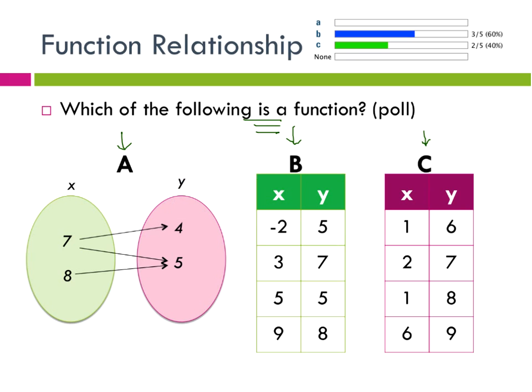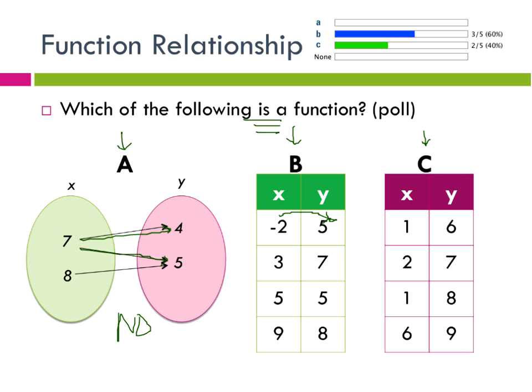And okay, so it looks like some people are looking at B and some people are looking at C. So what is the function? Well, we said A is not a function. Okay, no one chose A. We can see that. 7 goes to both 4 and 5. Okay, so no, not a function. So is B or is C a function?